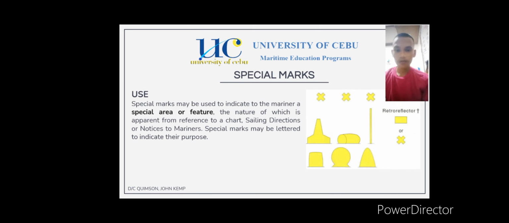Next is special marks. Special marks may be used to indicate to the mariner a special area or feature, the nature of which is apparent from reference to a chart, sailing directions or notices to mariners. Special marks may be lettered to indicate their purpose.